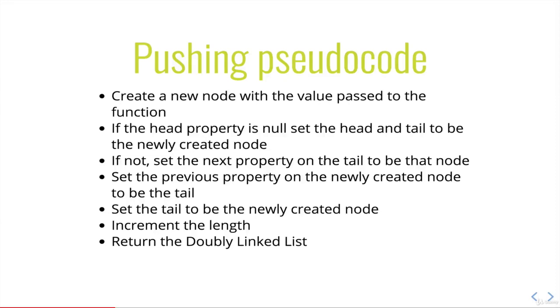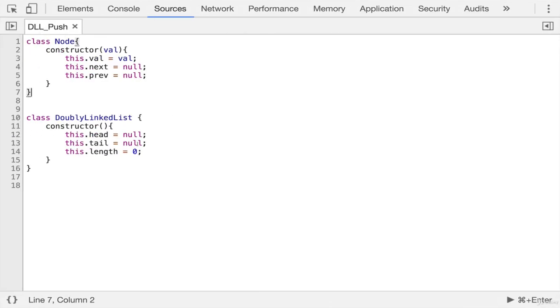Welcome back. Let's get writing our solution to push. Okay, so the very first thing we'll do after actually writing the method is create the new node with the value passed in. So let's start there. On our doubly linked list class, I'm going to add push, which accepts a value because I want to be able to say list.push 50 or .push hello or whatever.